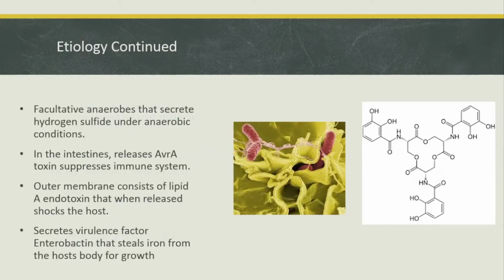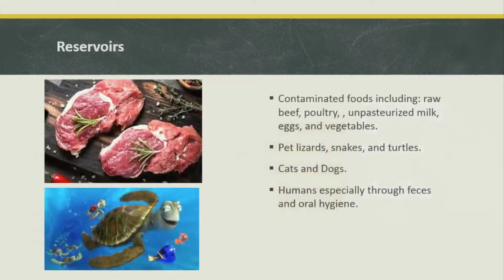The reservoirs for this disease vary from living to non-living reservoirs. Non-living reservoirs are found in foods, namely raw beef, poultry, eggs, unpasteurized milk, and vegetables. However, it can be transmitted through living reservoirs too. These include pet turtles, lizards, and snakes.